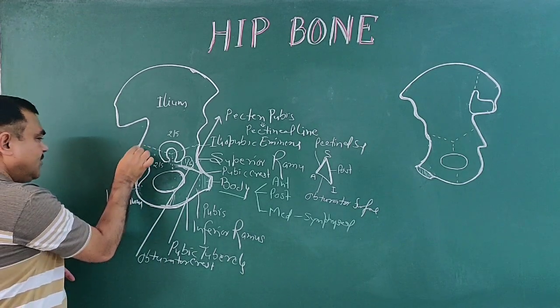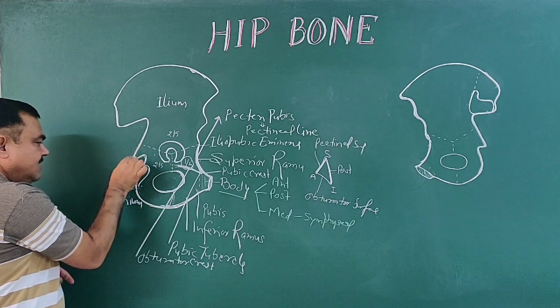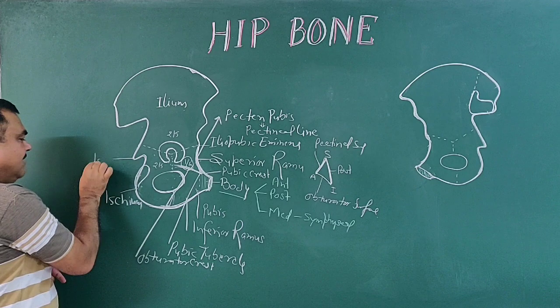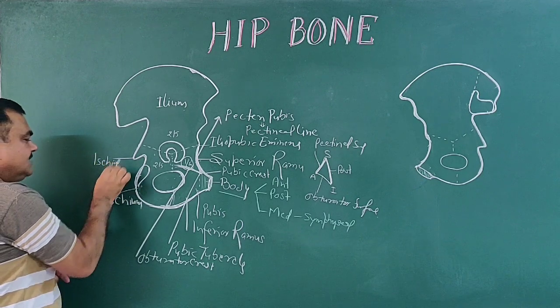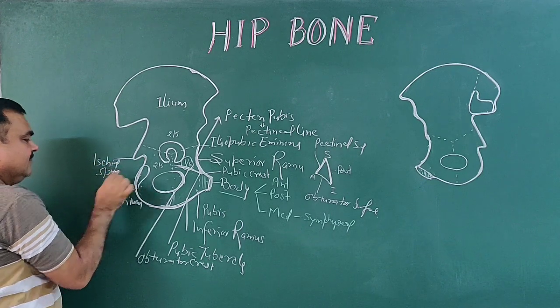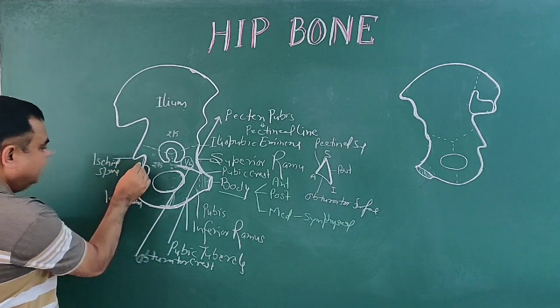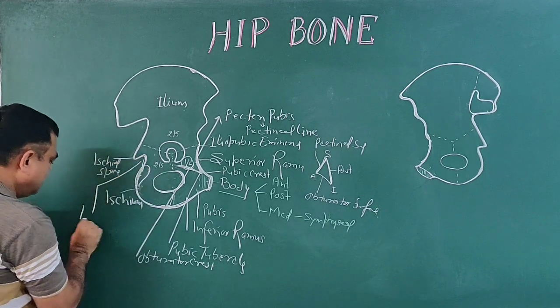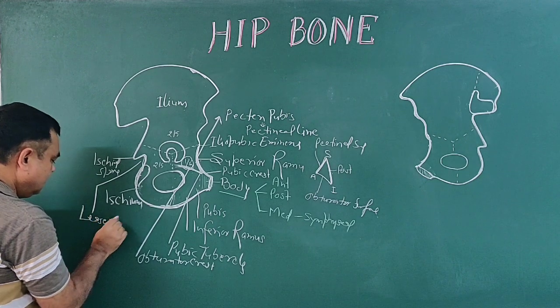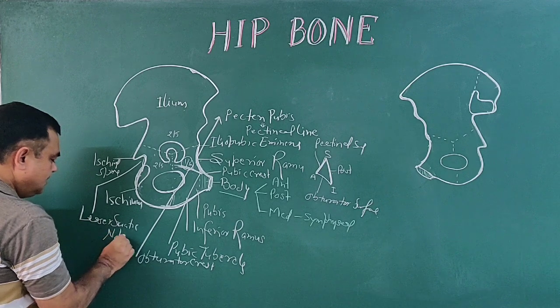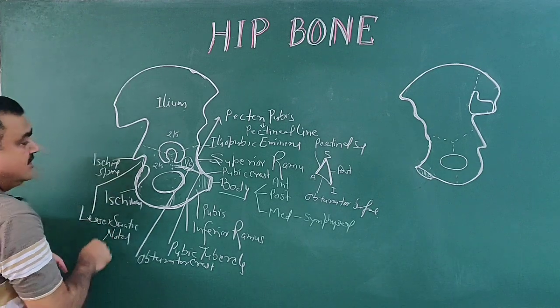Here is the posterior border, which has a spine. This spine is the ischial spine. Below the spine there is a notch known as the lesser sciatic notch. This is the lesser sciatic notch.